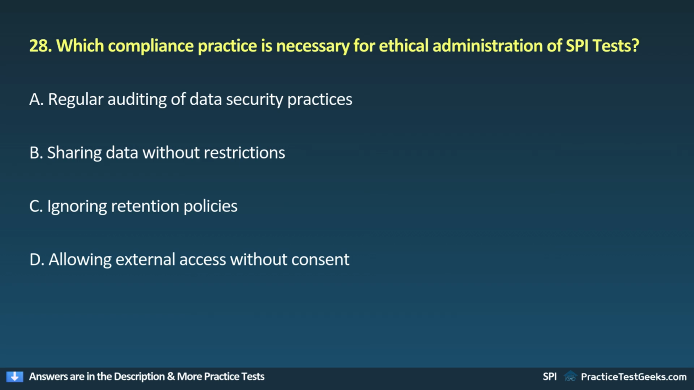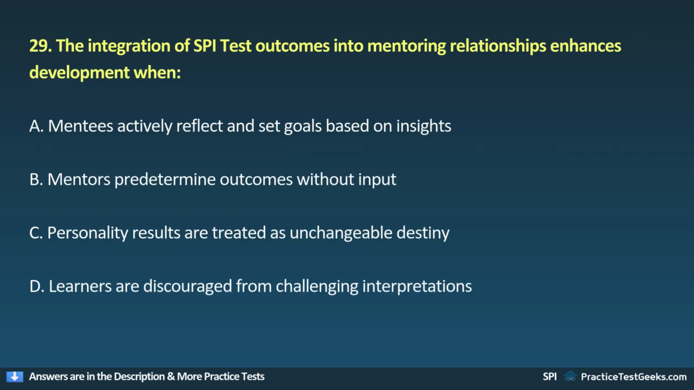C. Ignoring retention policies. D. Allowing external access without consent. 29. The integration of SPI test outcomes into mentoring relationships enhances development when A. Mentees actively reflect and set goals based on insights. B. Mentors predetermine outcomes without input.